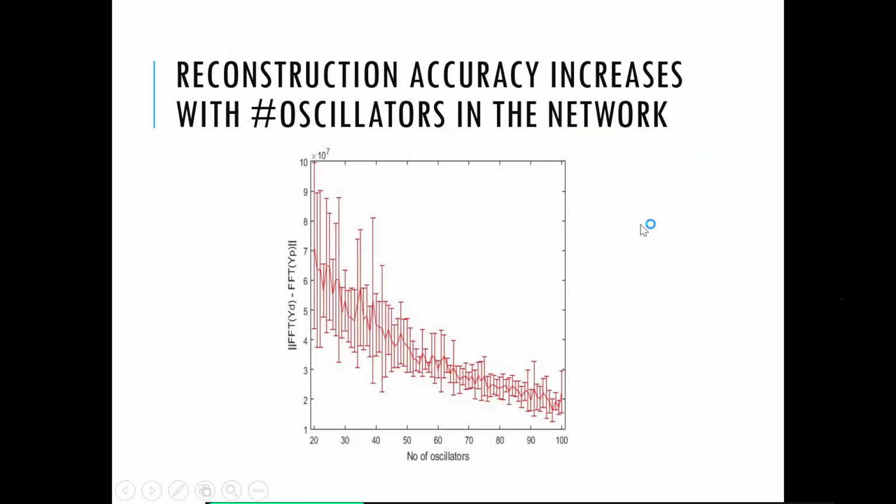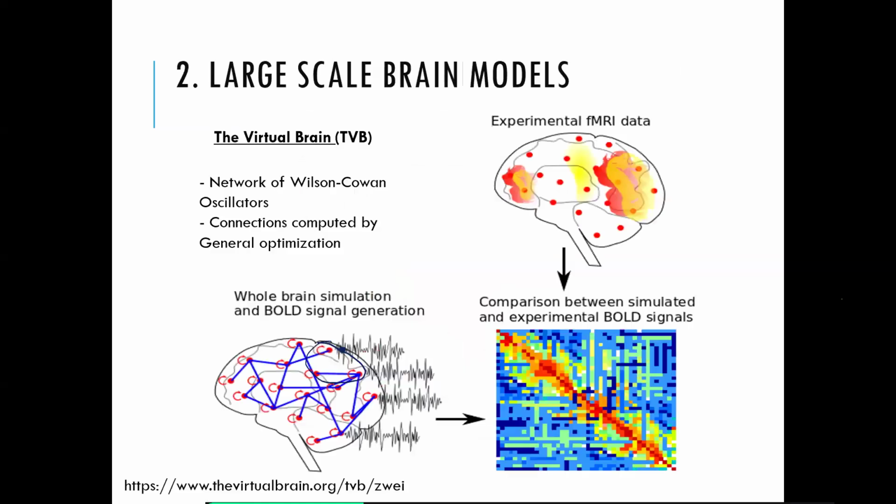This is also a generative model, and you can see in this plot that as you increase the number of oscillators in the network, you get more and more accurate fit. Just like in a deep network, as the network size gets bigger and bigger, you can fit the data more accurately. The same thing is seen here also.